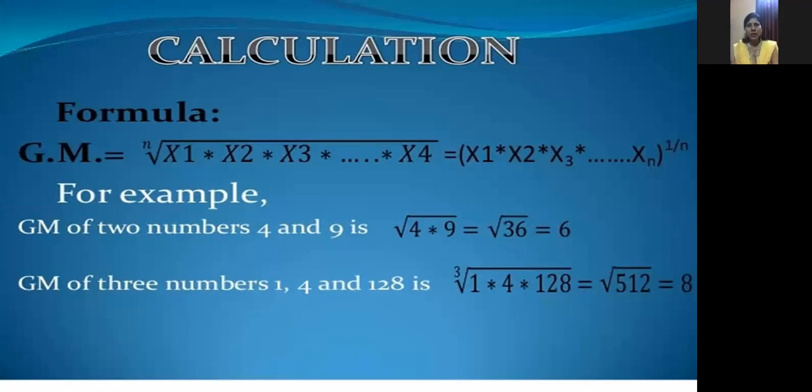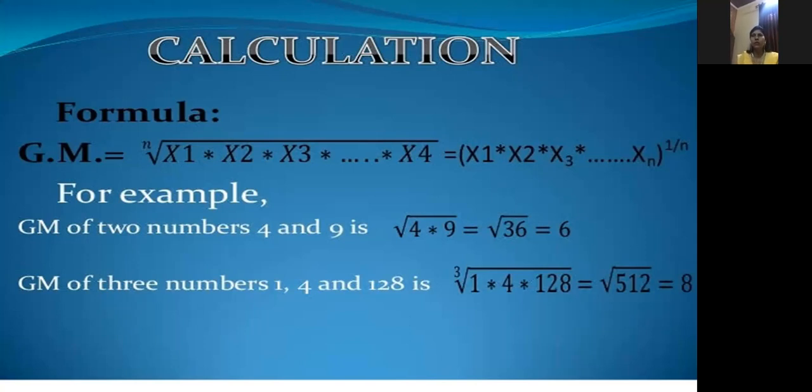Here you can see that we have a formula above, and after that we have 2 examples where we have 2 numbers, 4 and 9, and we have to find the geometric mean of these 2 numbers. To find it, first of all we will multiply them, and after that we will take the square root of those values. And why do we take the square root of these numbers? Because these are 2 in number. So we need to take the square root.